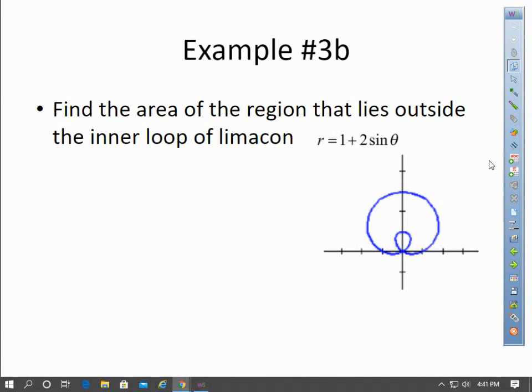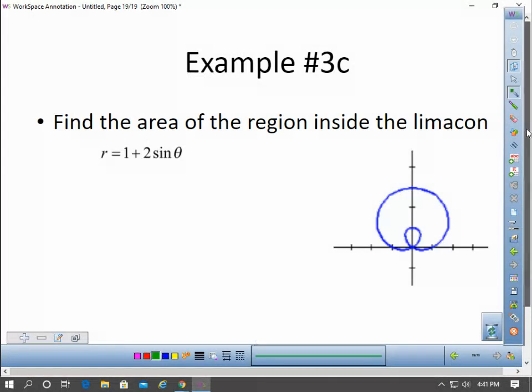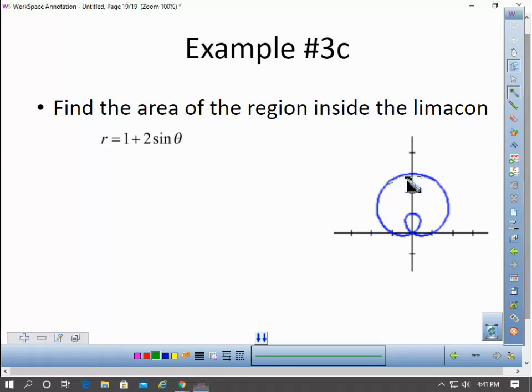So this next question, I think we probably already did, if I'm thinking correctly. 3C says find the area of the region inside the limacon. So when they say that, they want the whole area, this whole area.